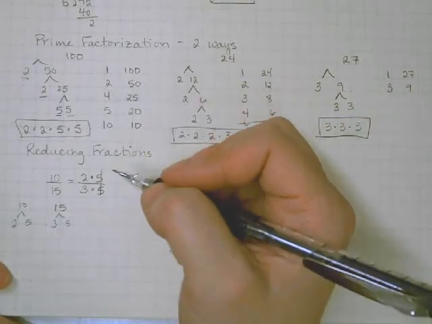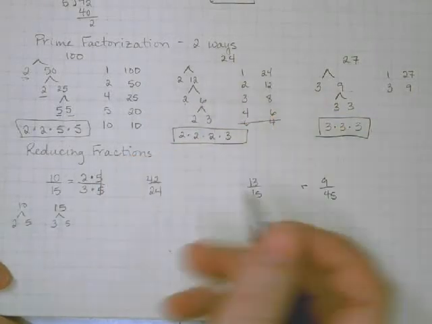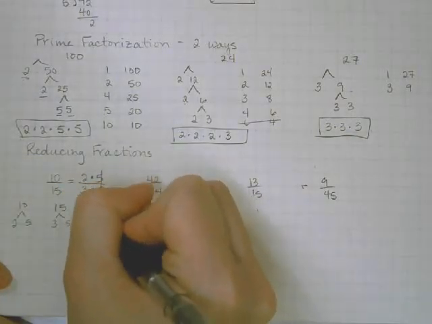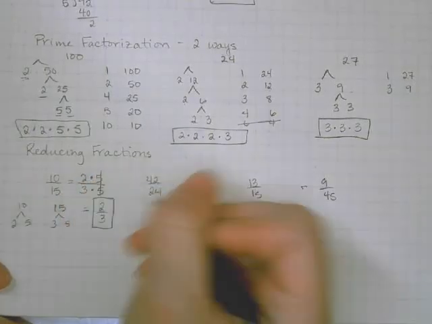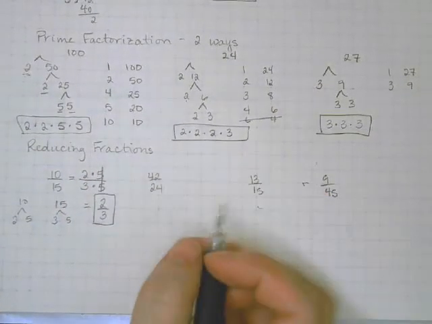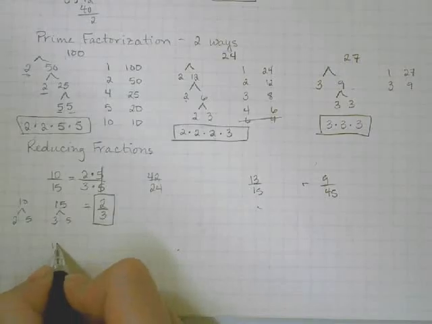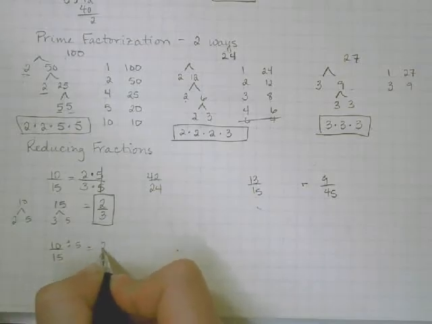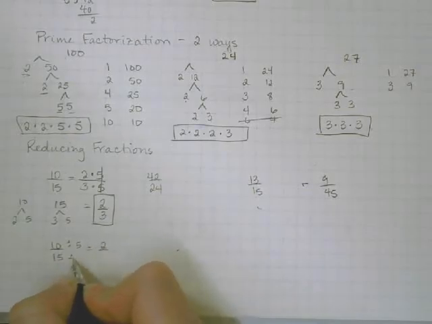The other way I teach this is both of those are divisible by 5, so I divide the top by 5, which equals 2. Divide the bottom by 5, which equals 3. Either way is fine.